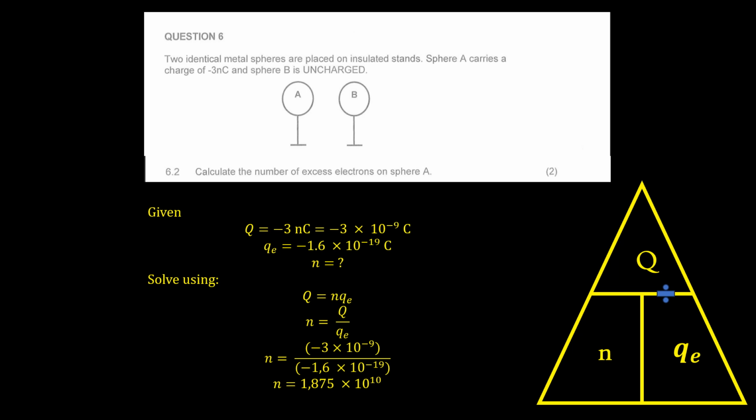I'm not sure why this is a 2-mark question. I believe it should have been a 3-mark question. But anyway, you will receive a mark for the correct substitution and another mark for the final answer.